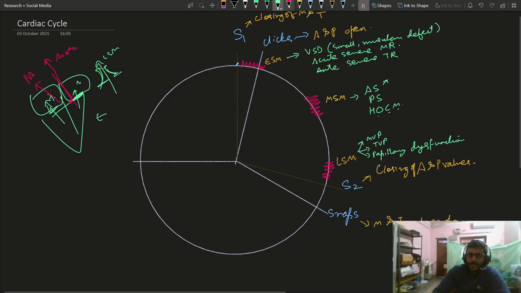Now, there can also be pansystolic murmurs. This is the duration of systole, so we are going to have a full duration murmur, pansystolic murmur, also called holosystolic.